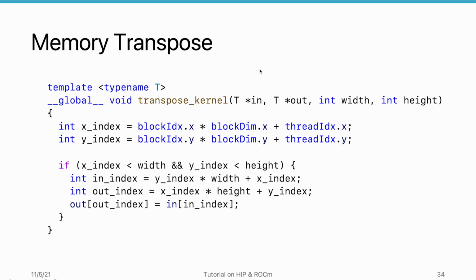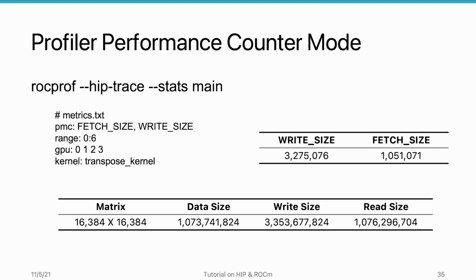So we can profile this program and see what the performance is. We use this command, rocprof --hip-trace --stats main, to get the execution time of the kernel. We also use this matrix.txt as the input to rocprof to profile the kernel execution. As we profile the program, we measure the write size and fetch size, and they're both in the unit of kilobytes. As you can see, here we're writing 3 gigabytes of data and reading 1 gigabyte of data. And the matrix we're using is 16K by 16K. So if we calculate the size, it's only 1 gigabyte in size.